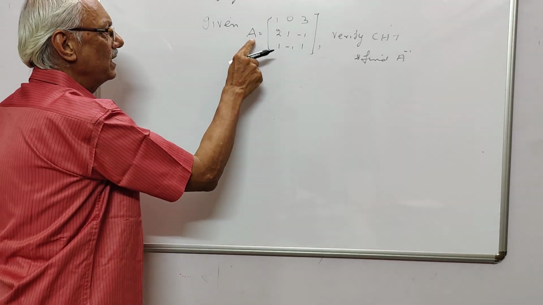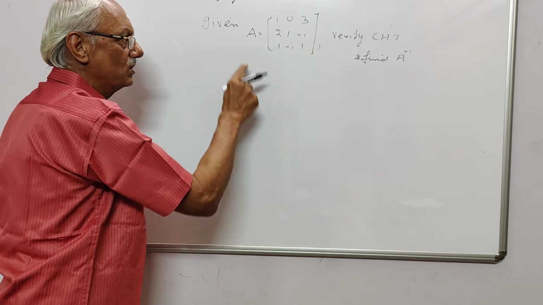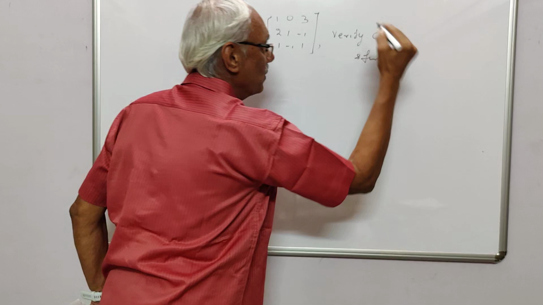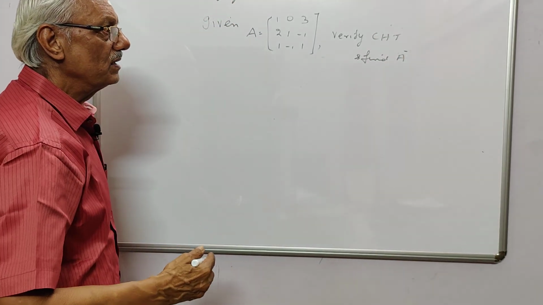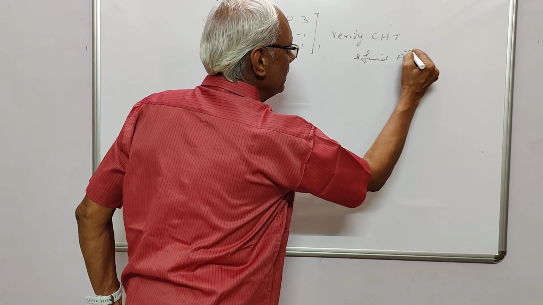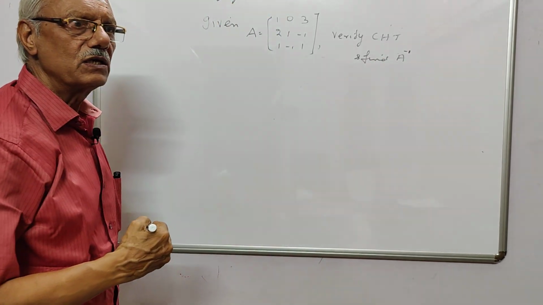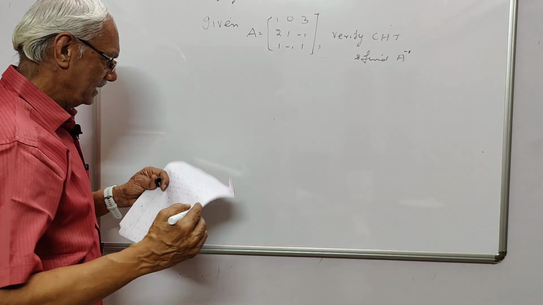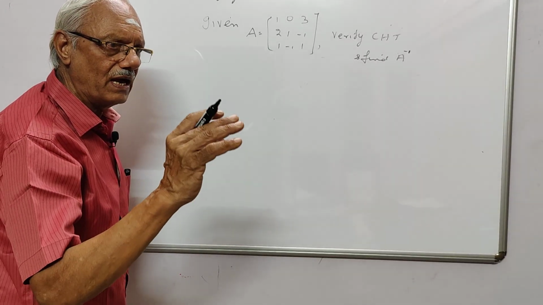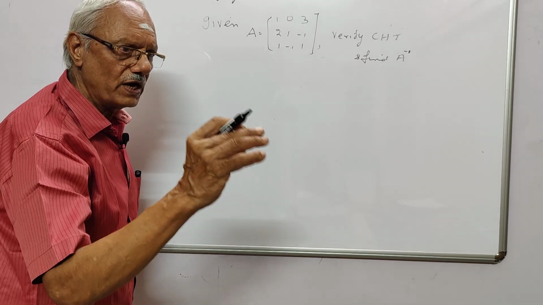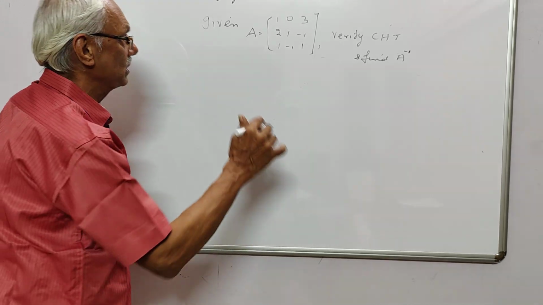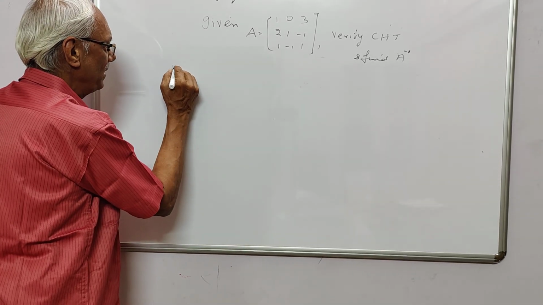So you are given a square matrix A which is equal to this. Now you will verify Cayley Hamilton's theorem. What is Cayley Hamilton's theorem? That I will write now. And also find this A to the power of minus 1, that is the inverse of that. As I told you, Cayley Hamilton's theorem says every square matrix satisfies its own characteristic equation. So we have to verify now.